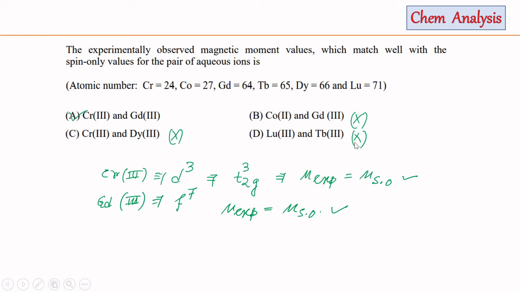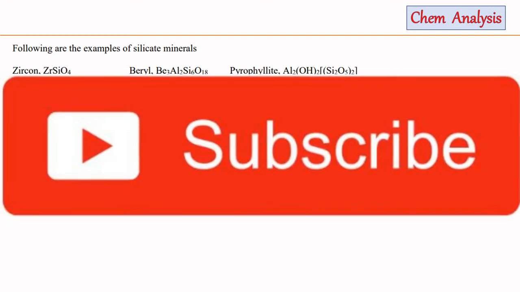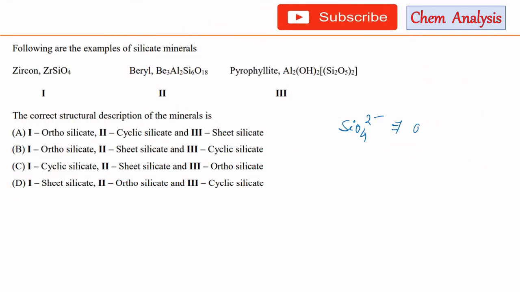Is it okay? This is a question from silicate chemistry, and we have to match the type of silicate for the given 3 varieties with the different types of silicate. For the first option, that is zircon, ZrSiO4, we can see that the silicon unit is SiO4 4-, and it is for orthosilicate. The structure is for orthosilicate.